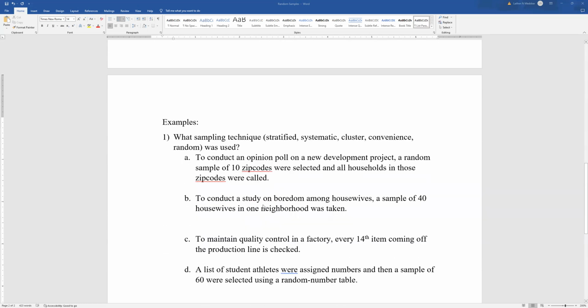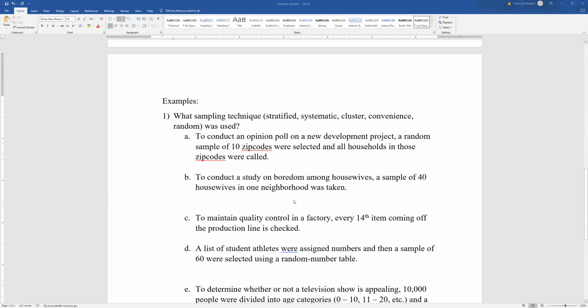And then we're going to look at this example. It says, what sampling technique, stratified, systematic, cluster, convenience, or random was used? I didn't include multi-stage because, again, we're looking at whether we can distinguish the separate pieces first. And then multi-stage obviously would be combinations of those. So to conduct an opinion poll on a new development project, a random sample of 10 zip codes was selected, and all households in those zip codes were called.